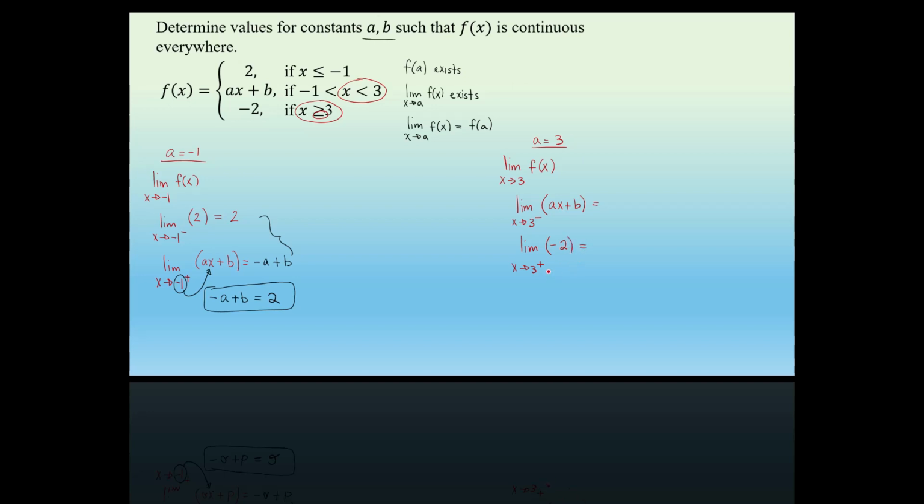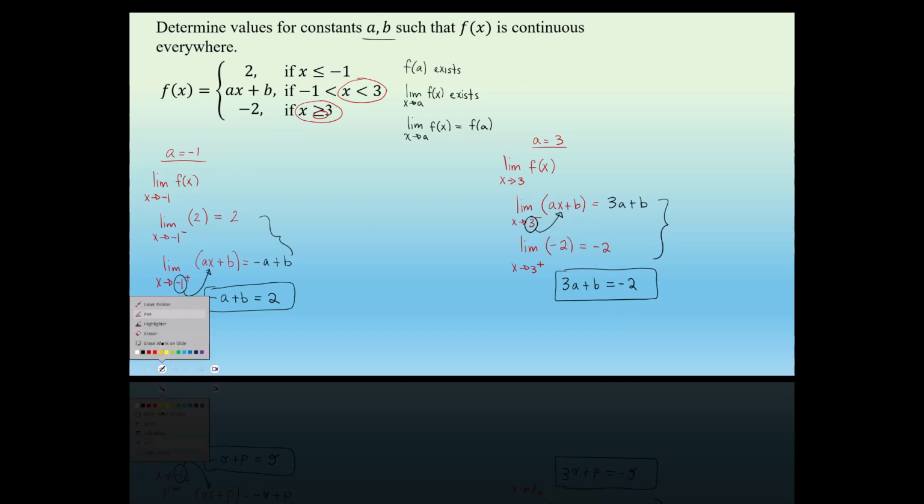So the limit as x approaches 3 from the right of -2, well, that's -2. And then the limit as x approaches 3 from the left, we can do direct substitution. Plug 3 in for x, and we'll end up with 3a plus b. So again, in order for the limit as x approaches 3 of the function to exist, these must be equal to each other. So we have the equation 3a plus b equals negative 2. So now 2 equations, 2 unknowns.